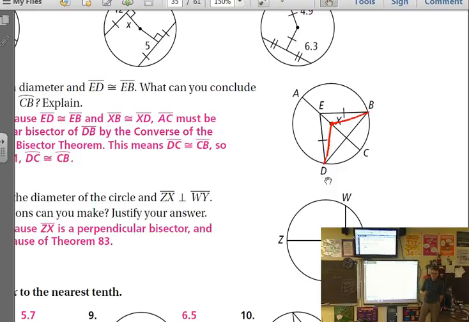Going once. Going twice. Can we prove those triangles to be congruent? If this is a radii, and this is a radii, and this is a shared side, and I already know my third sides to be congruent, I've got congruent triangles based off side, side, side.